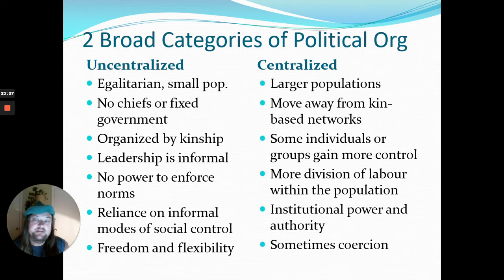So there are two broad categories of ways of doing things, and when you look at it, it's very hard to maintain all those things that go along with an uncentralized egalitarian system when you start to get these larger populations. This is not an excuse to justify the oppression that happens in a lot of these centralized systems, especially when we get to the state level, but it's an explanation of how that wound up emerging.